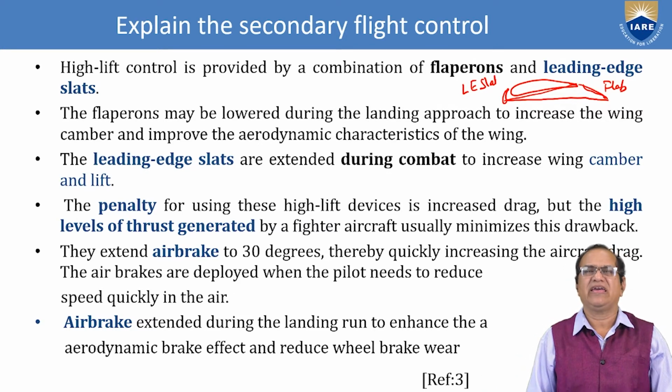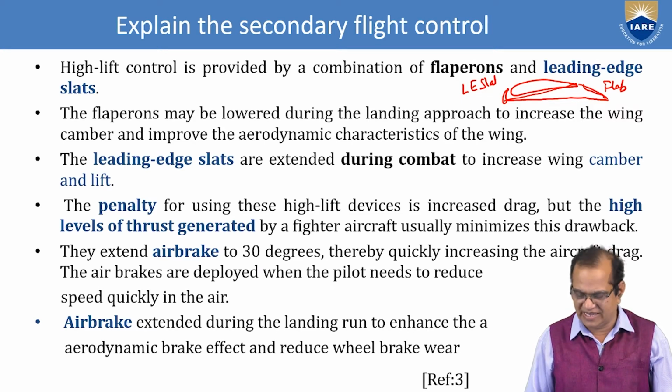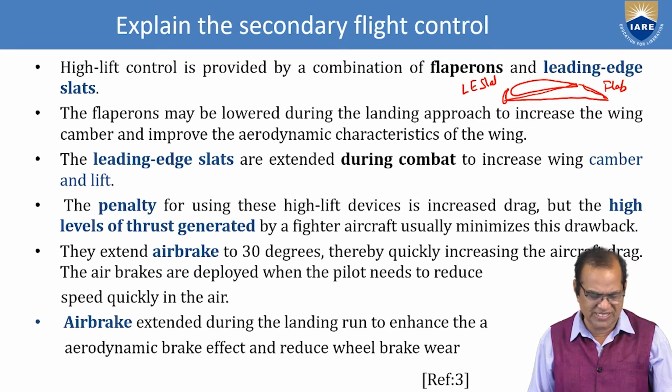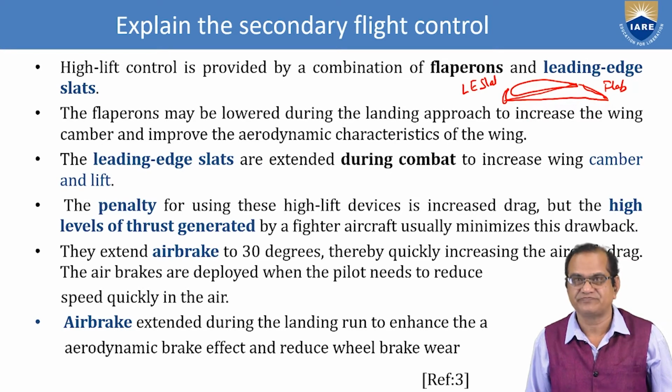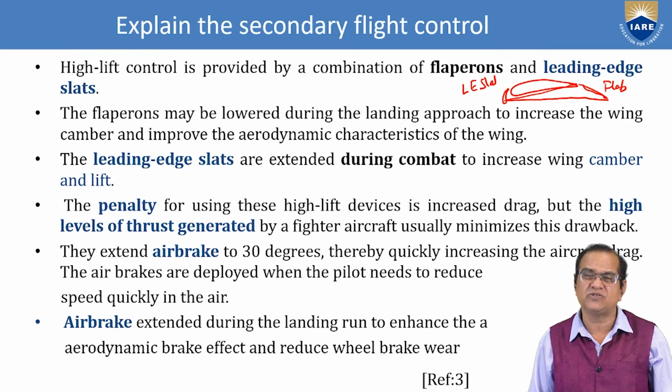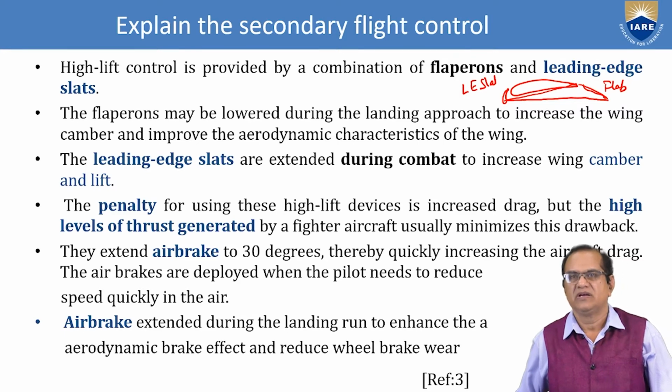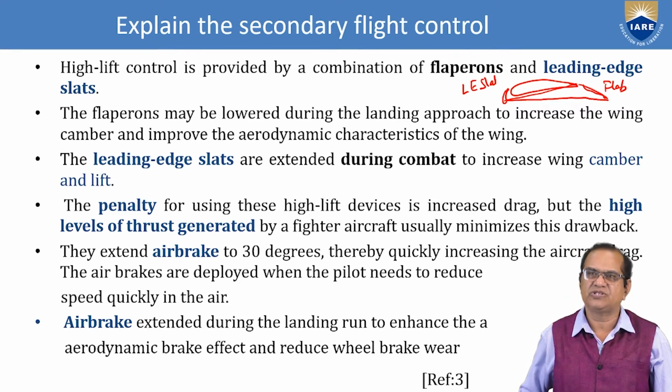We also use the air brakes to 30 degrees, thereby quickly increasing the air drag. The air brakes are deployed when the pilot needs to reduce the speed quickly in the air. So these air brakes are used to reduce the speed in the air. Air brakes extend during the landing run to enhance the aerodynamic brake effect and reduce wheel brake wear.